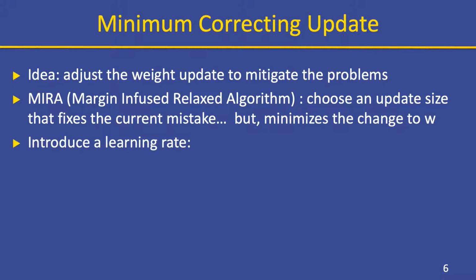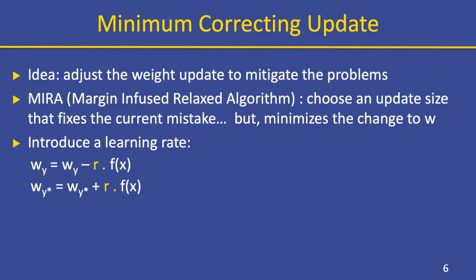So to implement MIRA, we introduce a learning rate. So instead of subtracting or adding the feature vector to our weight vector, we add or subtract a fraction of it. This fraction is our learning rate, R, and note that R here depends on the example because we want R so that the update causes the example to be labeled correctly. We want to fix the error, but we also want to minimize the difference between the new weight vector and the old weight vector. So this R here is going to be computed for each example.